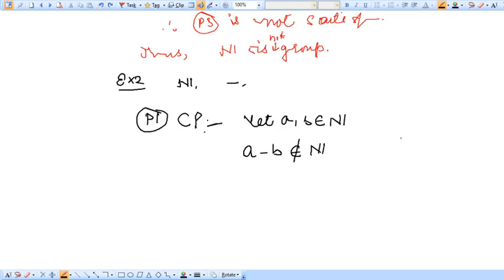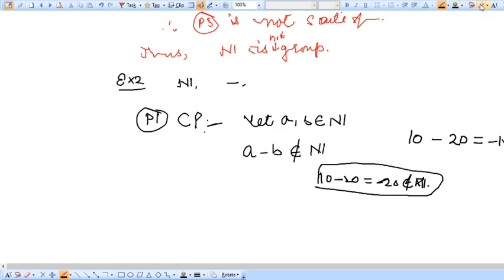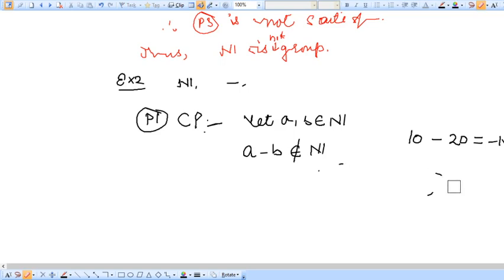For example, you can see 10 is a natural number and 20 is also a natural number, but 10 minus 20 is equal to minus 10. This is not natural. Therefore we can say this set is not a group under subtraction.